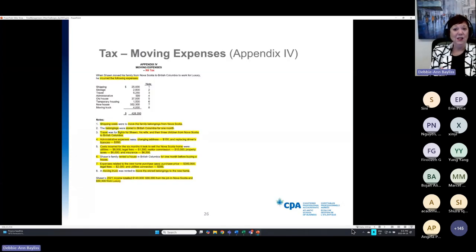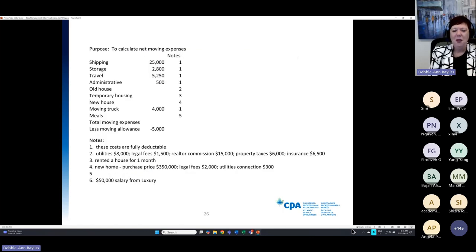So here's the last appendices, and this is about the moving expenses. And again, now I'm looking at this information. There's lots of notes here. I need to extract this. I know that I'm going to have to recalculate. So as I'm looking at it, let's start including that information into Excel.